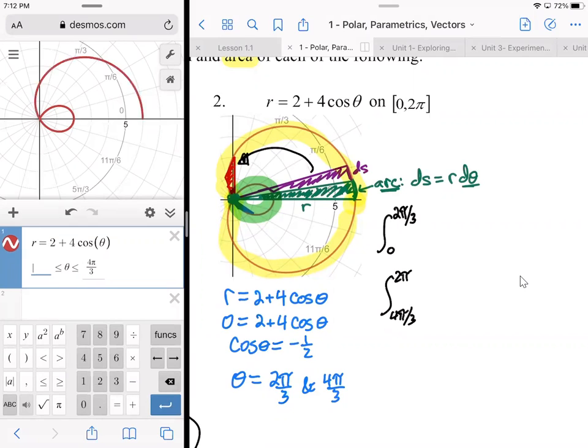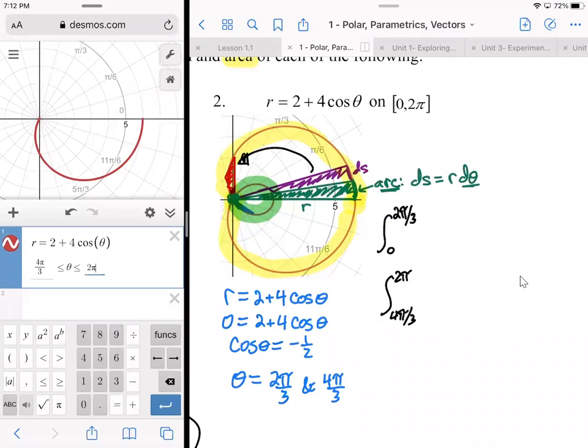So good news there. Let me look at 4 pi over 3 to 2 pi. That should just give me the outermost part on the bottom half. So let's take a look. Outermost part on the bottom half. Very good.